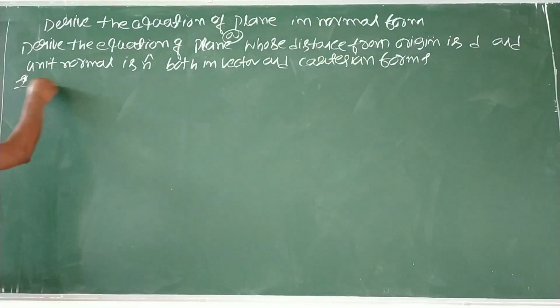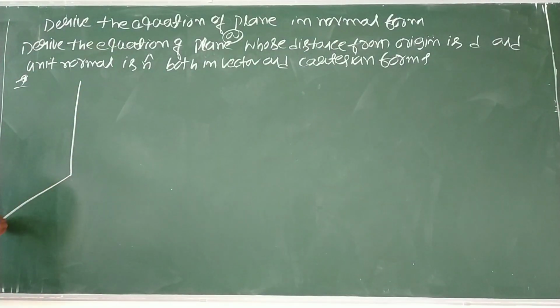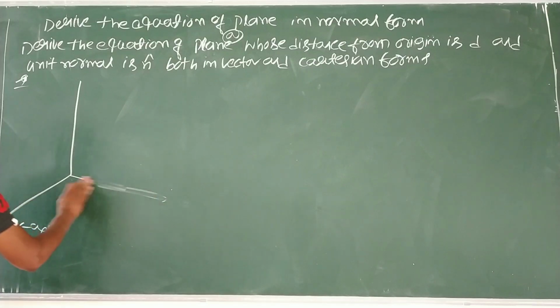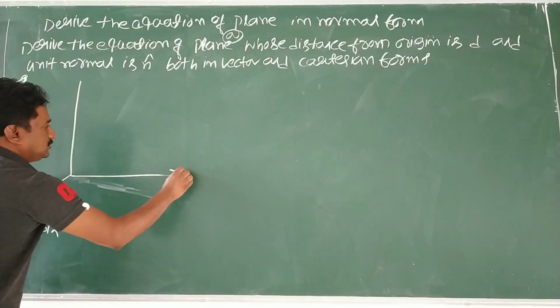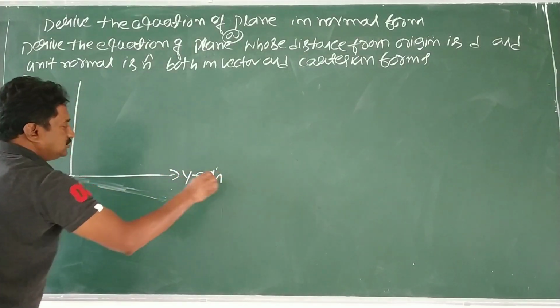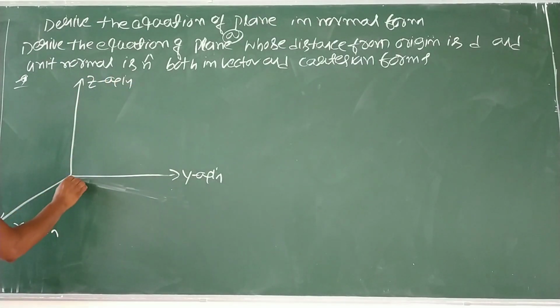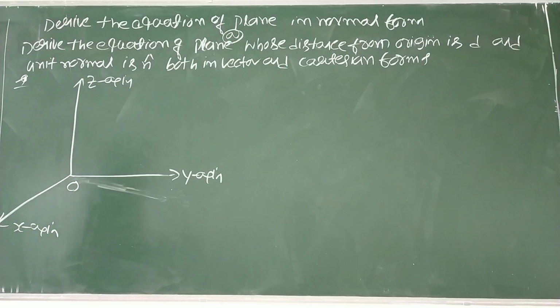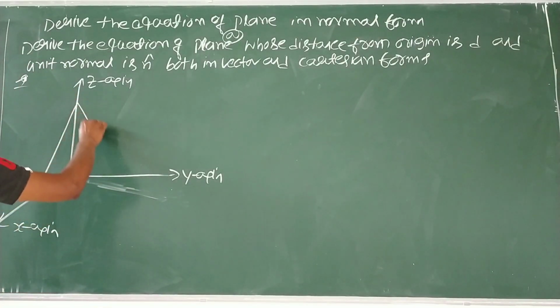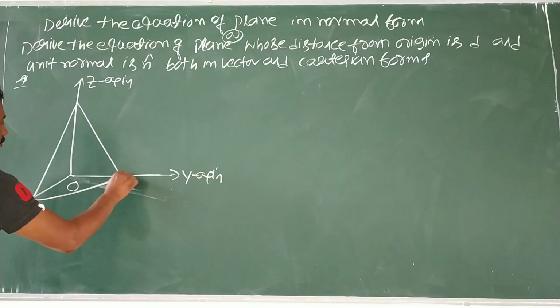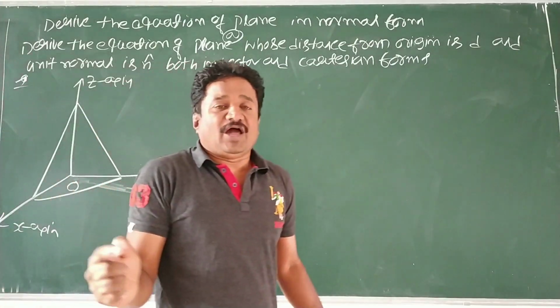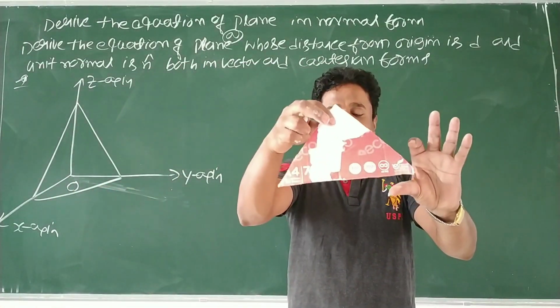You draw the figure. So write x-axis, y-axis, x-axis, y-axis. This is the z-axis. Origin. Now I am going to draw the plane. So here, this is the plane. Students, I have drawn the plane in a triangle shape like this.